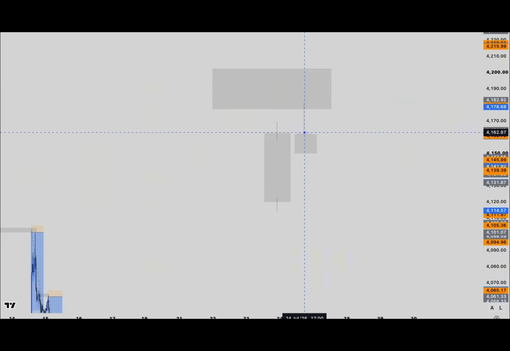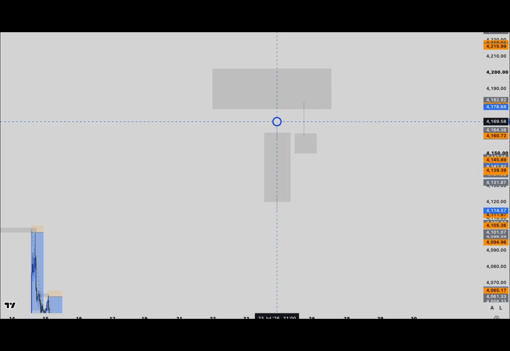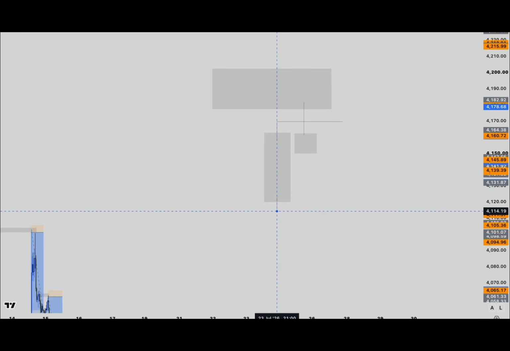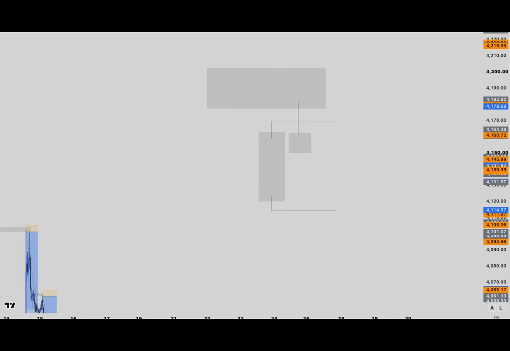Once it rejects, we want it to reject back inside this range candle or close equally with this range candle. Then we can proceed to call here our CRT high, and we can proceed to call here our CRT low. So this is how the CRT should always look.